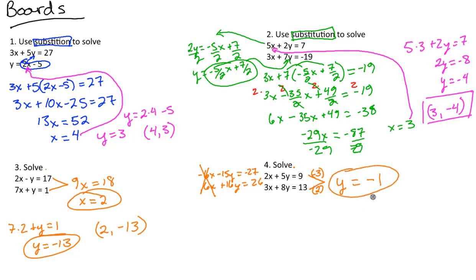Hey, look at that. So now let's stick it in and write 2 times x plus 5 times a negative 1, which is negative 5, is going to equal a 9. 2x, this is negative 5, add it over and we get 14, and x is 7. So we get the point (7, -1). Does that really work in the other guy? 3 times 7 is 21, plus 8 times a negative 1. 3 times 7 is 21, minus 8 is indeed 13. Good.